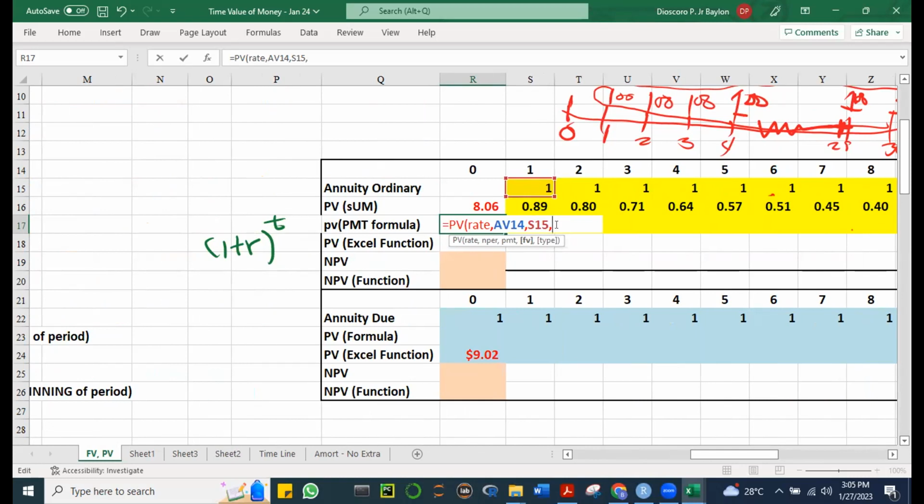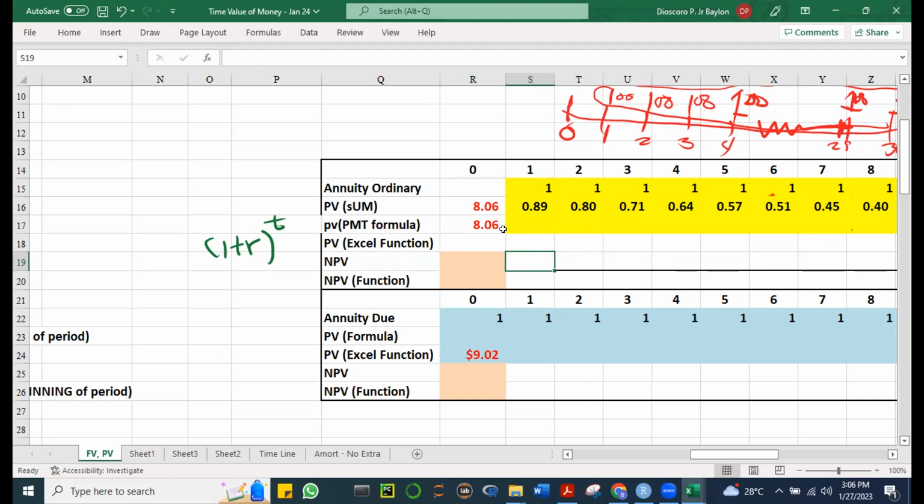So we can just ignore that, comma, and then yung type natin, this is ordinary annuity, so it's end of the period. So we can type 0, or we can just ignore that. In fact, we can end up to S15 here, kasi panay zeros naman the two following figures. But anyway, I'll just leave it blank, and then close this, Control Enter, and I'm getting negative. So let me just put a negative sign here. So it's 8.06. So same.